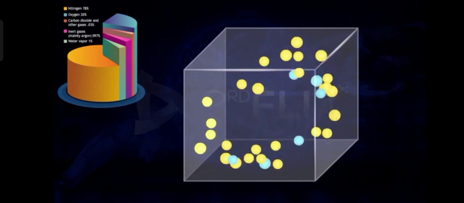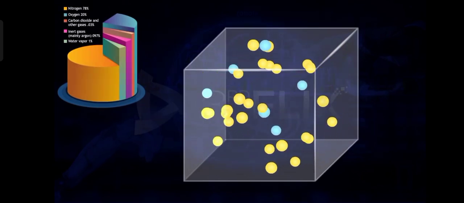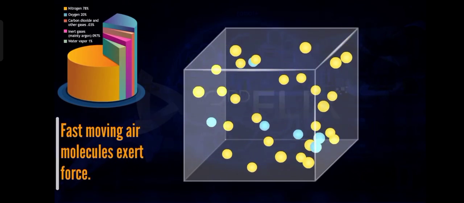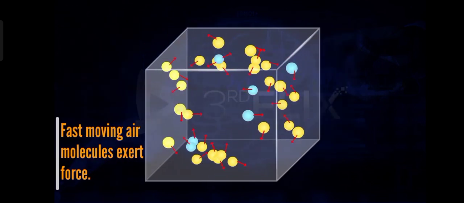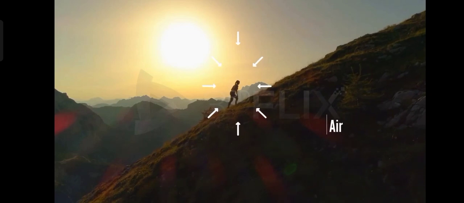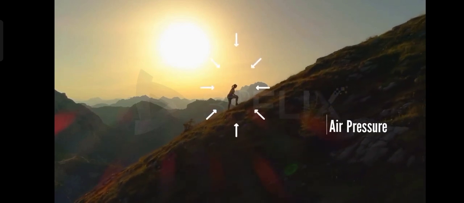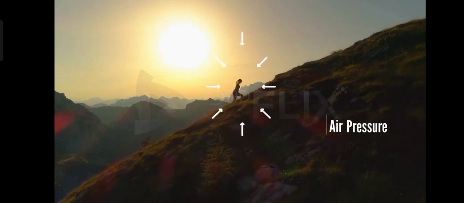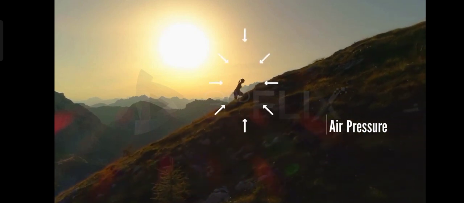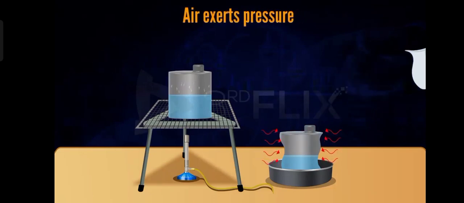If we put air in a closed container, then the fast-moving air molecules collide with the walls of the container and exert a force on the walls of the container from inside. The pressure exerted by air on all bodies at all times in all directions is called air pressure. The fact that air exerts pressure can be demonstrated by an activity.